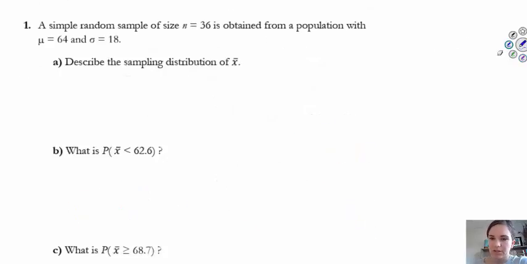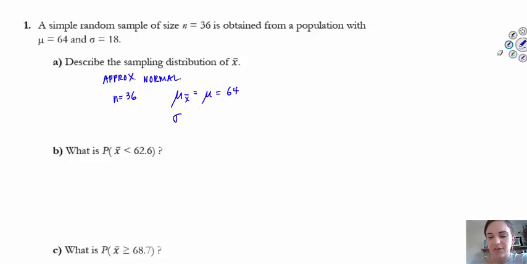Pretty boring example, just get all the facts. A random sample of size 36 is obtained from a population with a mean of 64 and a standard deviation of 18. The sampling distribution, regardless of the underlying population distribution, is approximately normal. We saw that from the central limit theorem. Sample size is 36. The mean of the sample means is the mean of the distribution, that's 64.